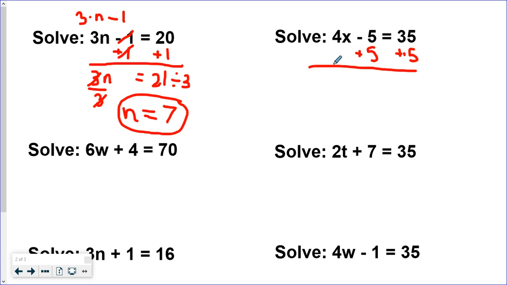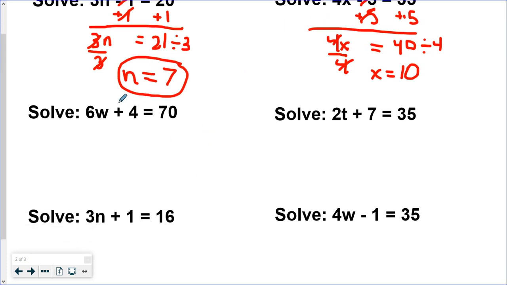And when I add 5 to both sides, I have 4x minus 5 plus 5 equals 0. So those pretty much cancel each other out. Equals 35 plus 5 is 40. And now I'm left with 4 times x equals 40. I'm going to do the opposite of multiplying by 4, which means I'm going to divide both sides by 4. So 4 over 4 is the same as 1. So I'm left with x equals 10. And I can go back and check it. So 4 times 10 is 40, minus 5, 35 is my answer. That's how I know I did it right.